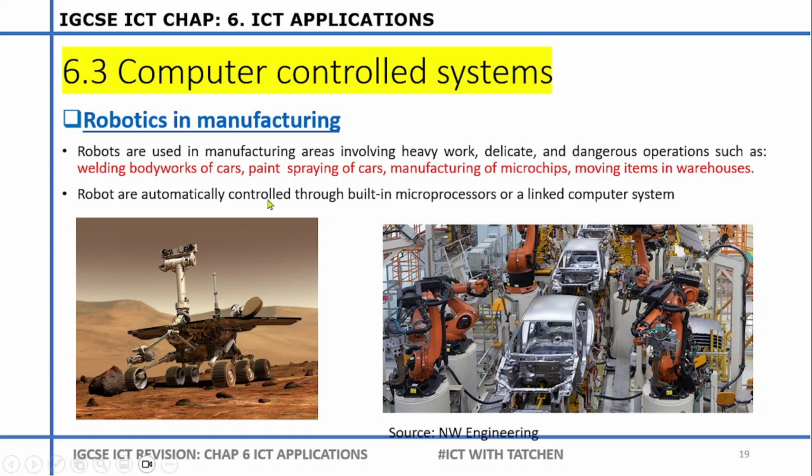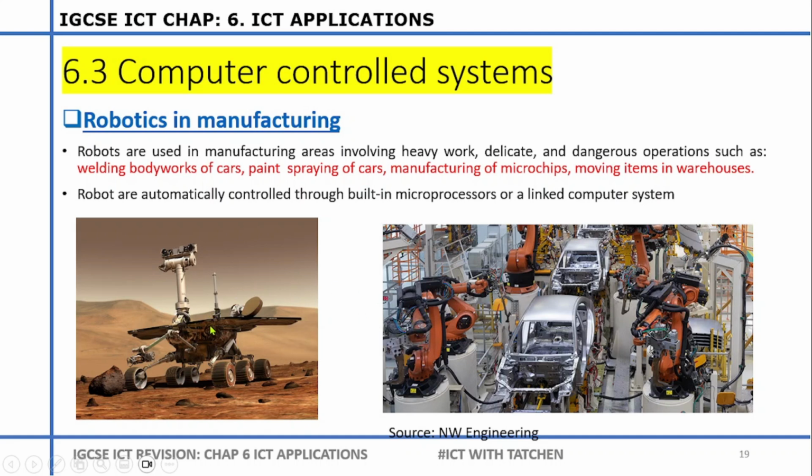So basically, robots are used for manufacturing areas involving heavy work, delicate and dangerous operations. You don't want to go and work in a dangerous area, such as welding bodywork of cars. That's really not something easy to do. Paint spraying: paints are usually harmful to humans, so you can deploy a robot to do that for you. Microchip fabrication needs a high level of precision, so robots are better at doing that. And moving items in warehouses, so you can use them for transportation.